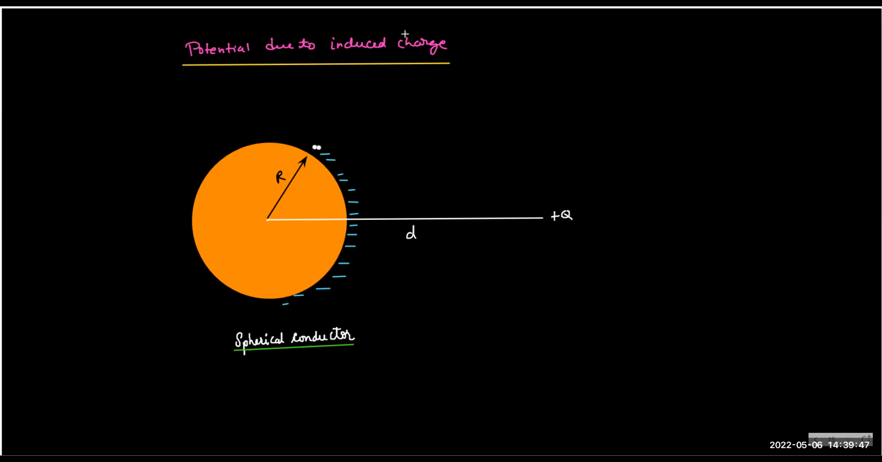Some negative charge will appear here, and on the other side, some positive will appear on this side. So we have a negative and positive charge. This is called induced charge. This is the induced charge.